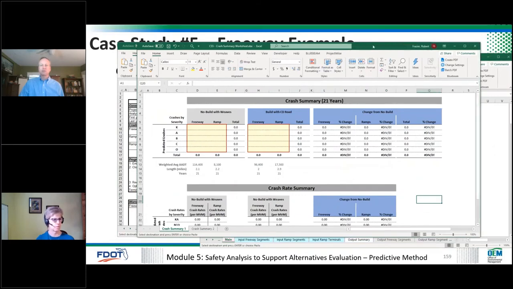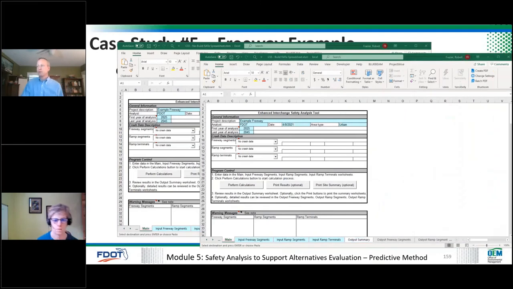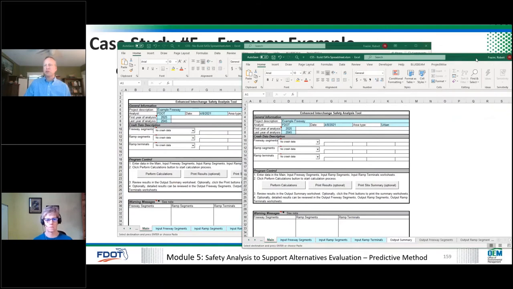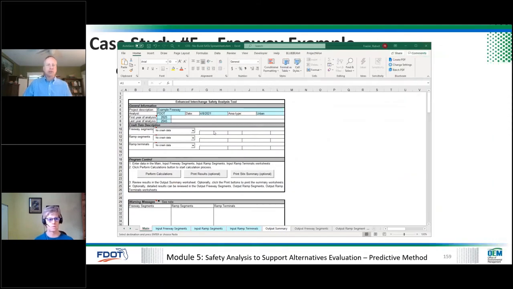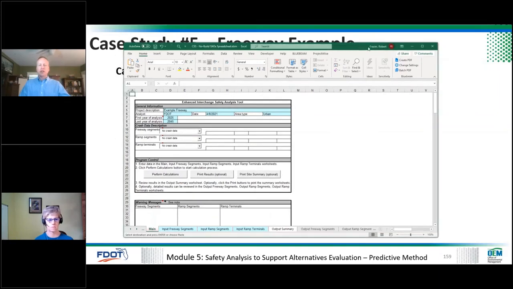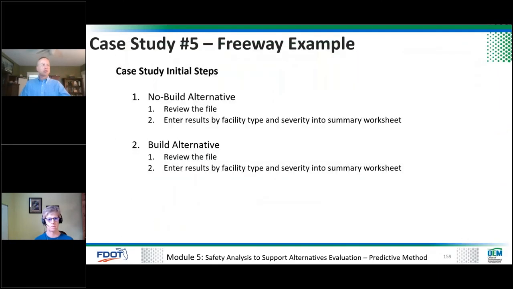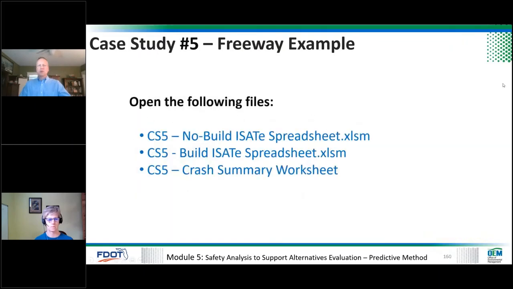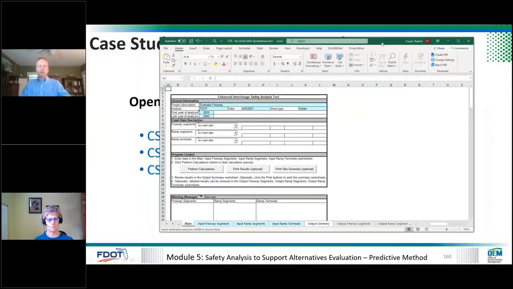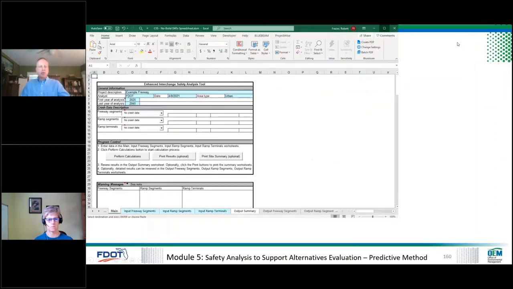All right, so those are the 3 spreadsheets. I'm going to go through the first one here. So this is the no build spreadsheet. All right, okay, so let's go ahead and walk through this.